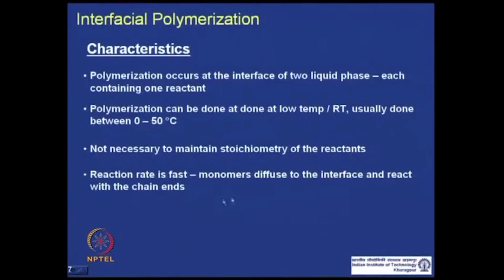Now, the reaction is fast. So, when the monomer diffuses to the interface, immediately it finds a reactive chain end, and it reacts before it can even approach the other monomer, which means that, unlike the linear polycondensation reaction we talked about, it happens in a kinetic control way and it is very fast.